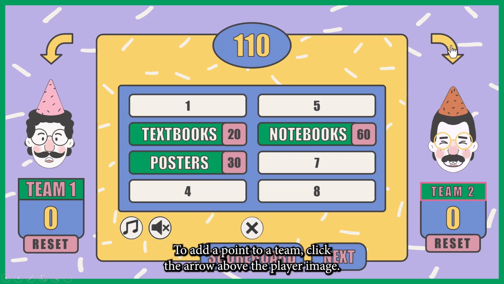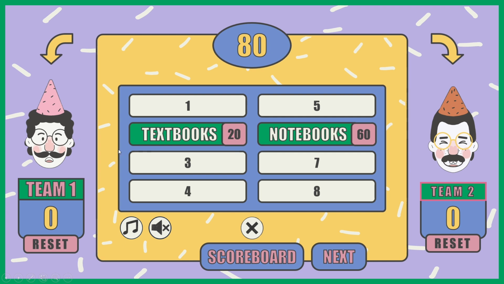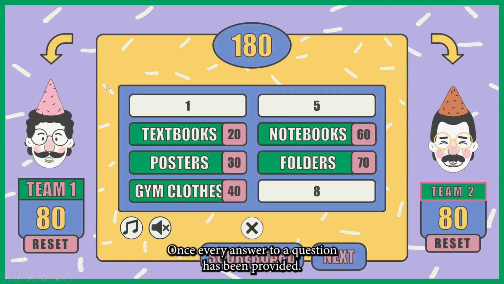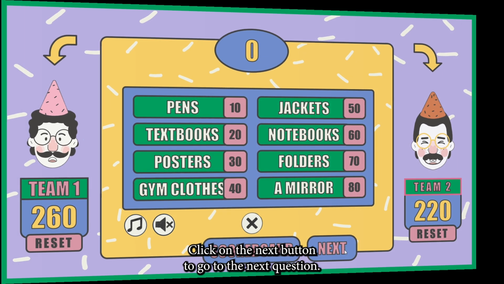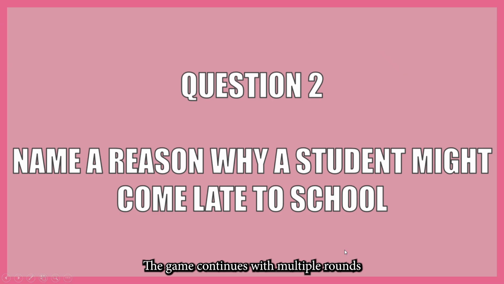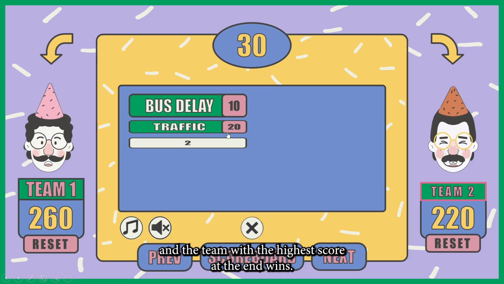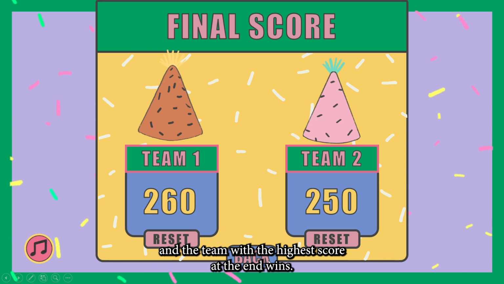To add a point to a team, click the arrow above the player image. However, if they are wrong, the first team gets the points. Once every answer to a question has been provided, click on the next button to go to the next question. The game continues with multiple rounds, and the team with the highest score at the end wins.